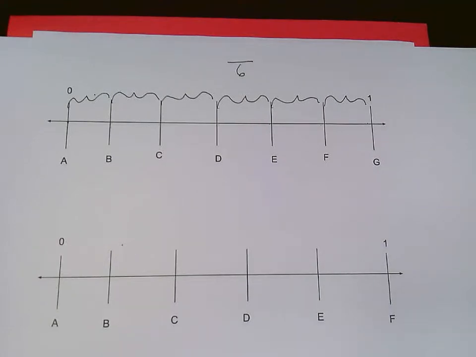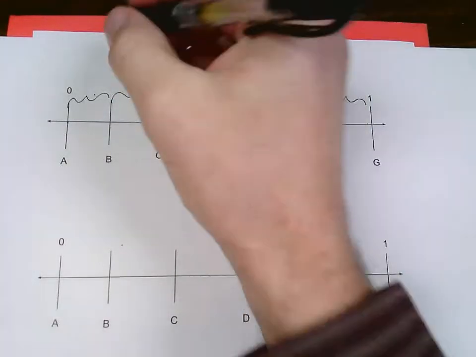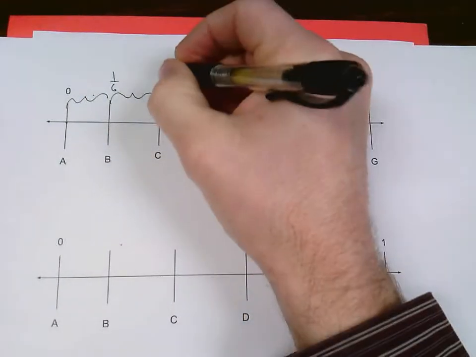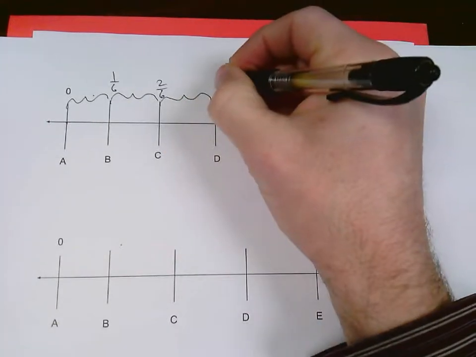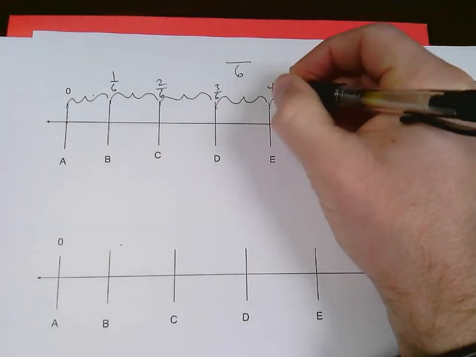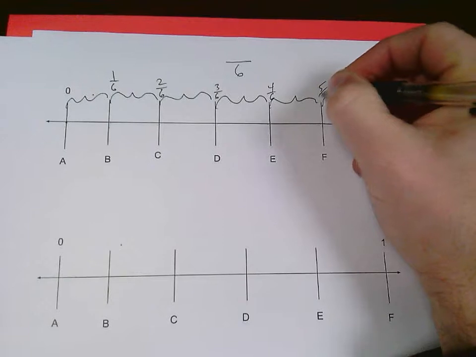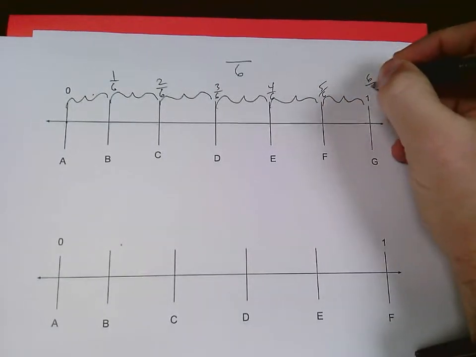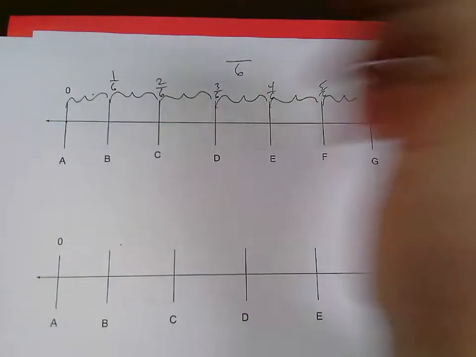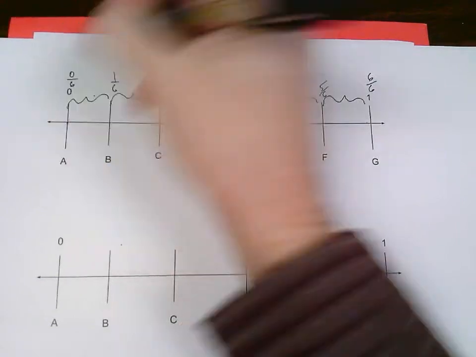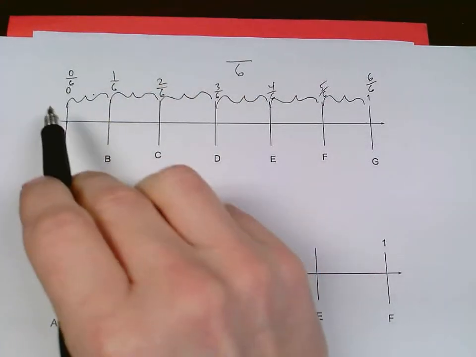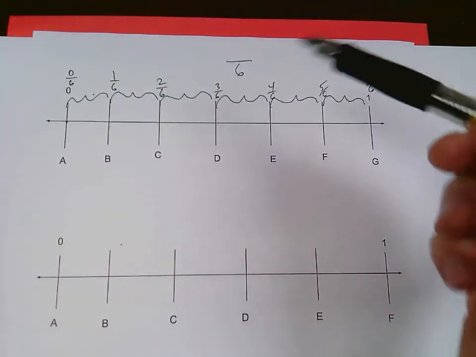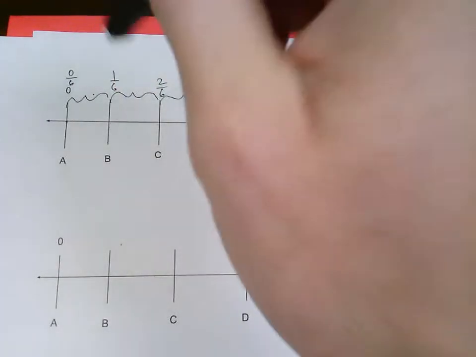So after we get the denominator, now we can answer any of these. So, if we want to, we can put down 1/6 for B, 2/6 for C, 3/6 for D, 4/6 for E, 5/6 for F, 6/6 for G, and while we're at it, we can put down 0/6 for A. So that is that number line represented by the fractions that fall between 0 and 1.